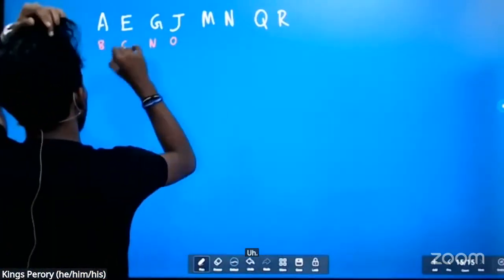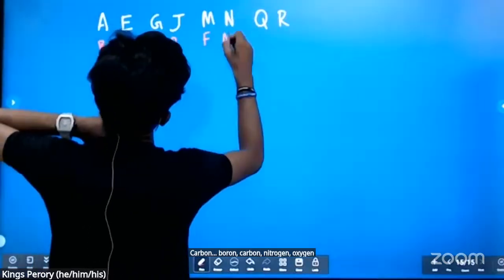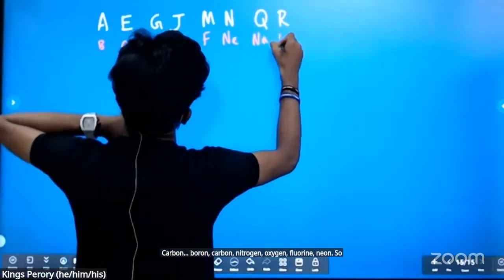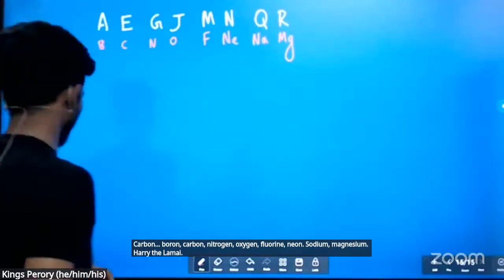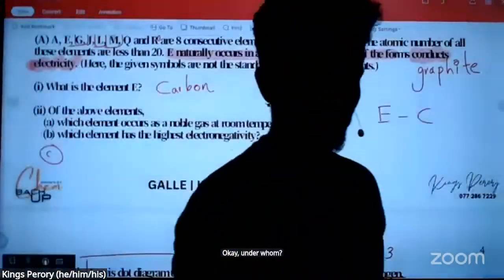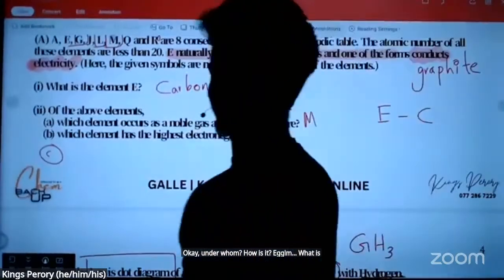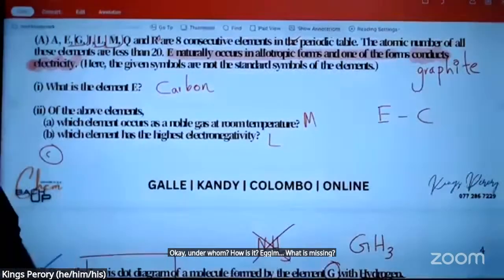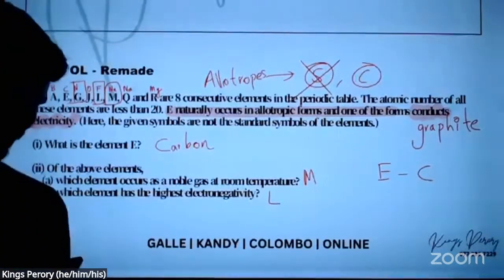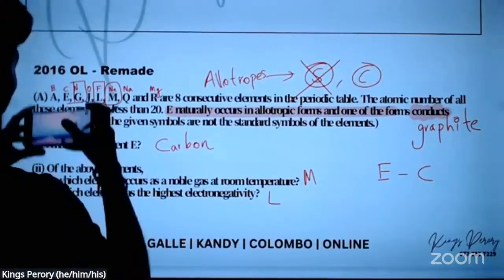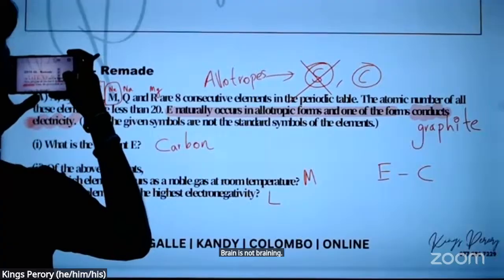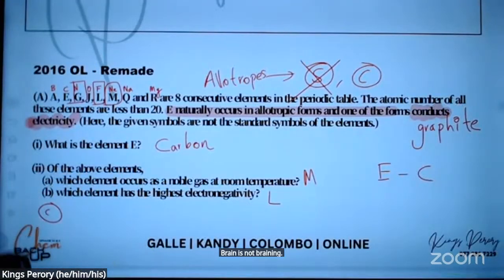Carbon, boron, carbon, nitrogen, oxygen, fluorine, neon, sodium, magnesium. Okay, right? E, G, J, L, M. What is missing? Now lazy. Brain is not braining. What is missing?